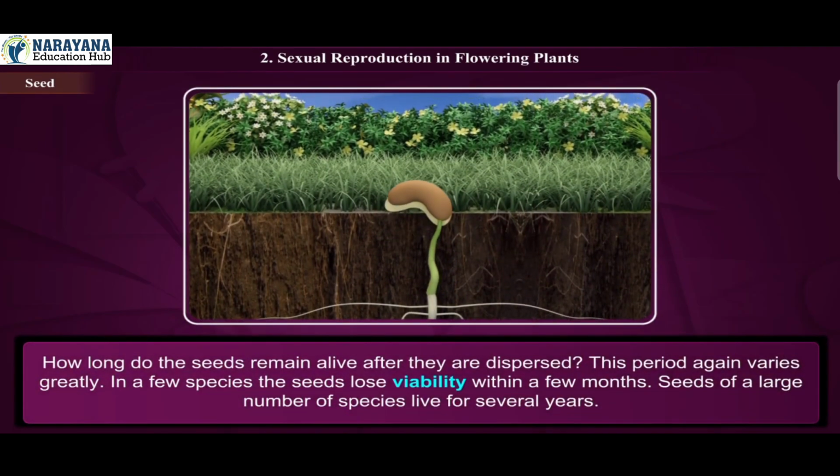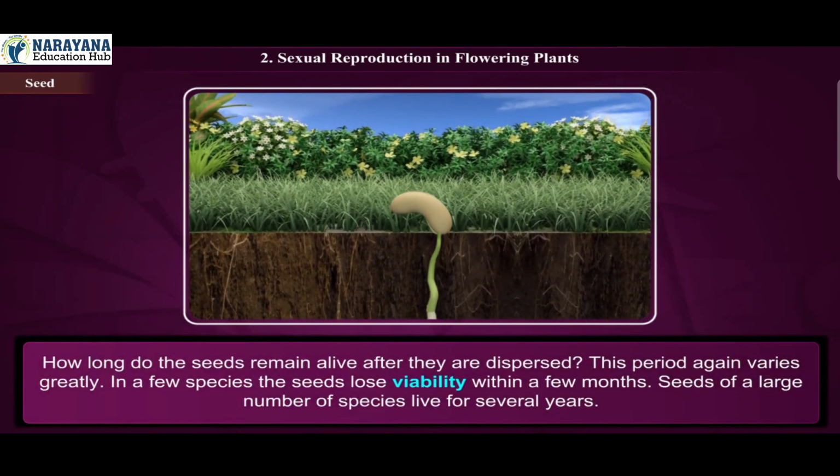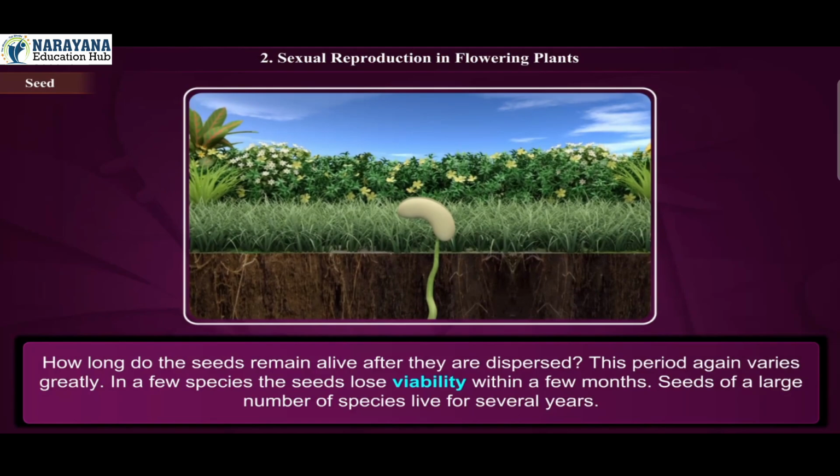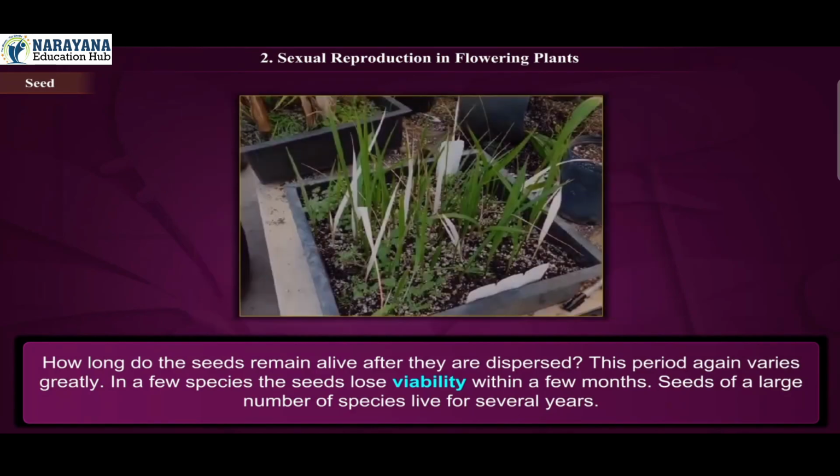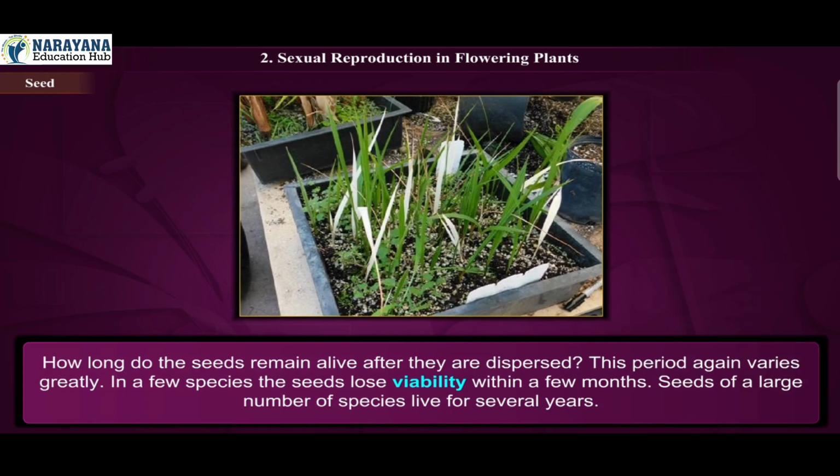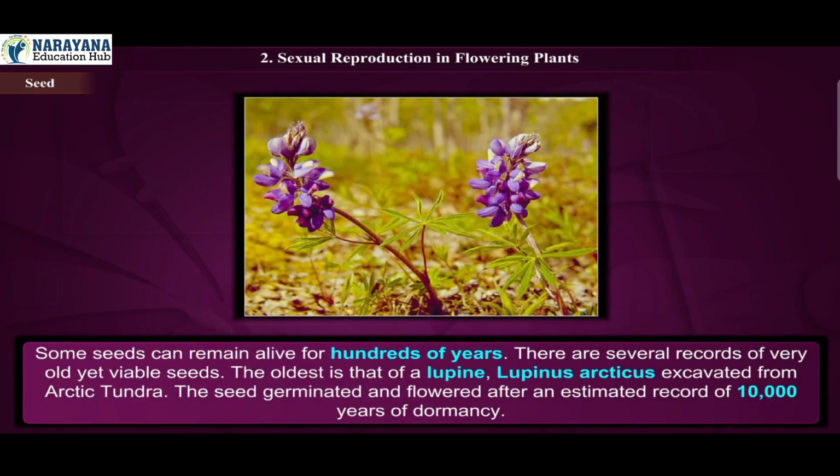How long do the seeds remain alive after they are dispersed? This period again varies greatly. In a few species, the seeds lose viability within a few months. Seeds of a large number of species live for several years. Some seeds can remain alive for hundreds of years. There are several records of very old yet viable seeds.